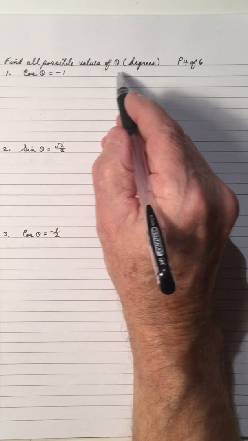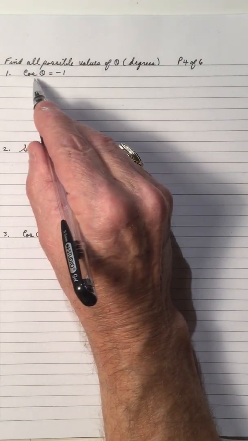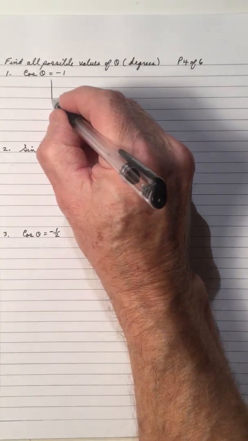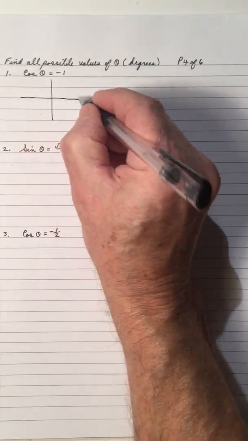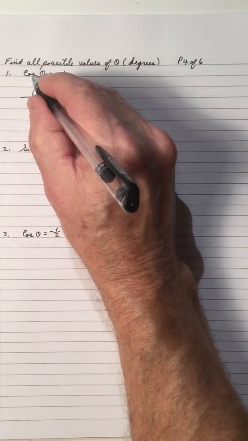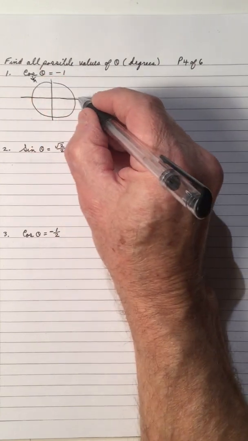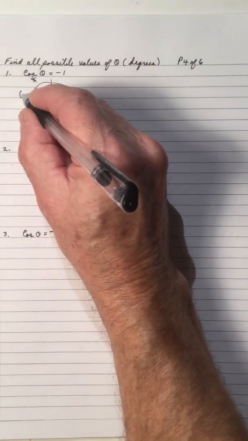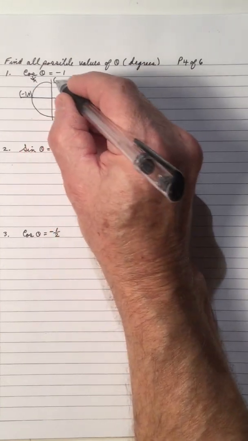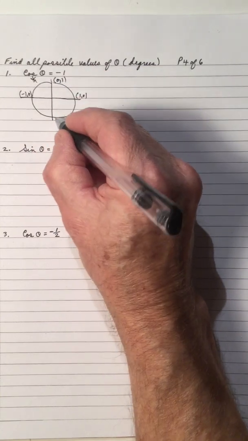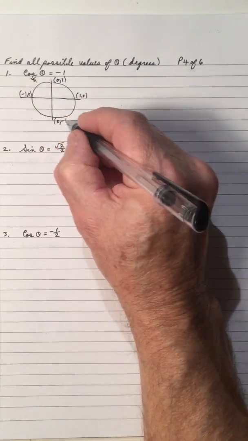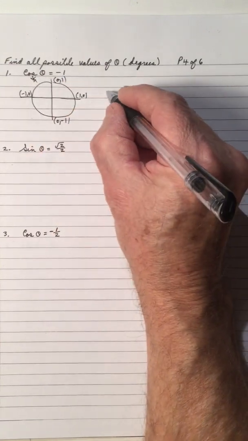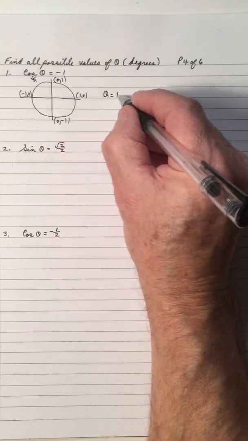Find all possible values of theta in degrees when cos is equal to -1. Okay, cos is -1. Well, let's see, we have a circle. Cos is the x. So x is 1, 0 here. And right here, x is -1, 0. Right here we have 0, 1. And right here we have 0, -1. So x is -1. Cos is -1 at theta equals 180 degrees.